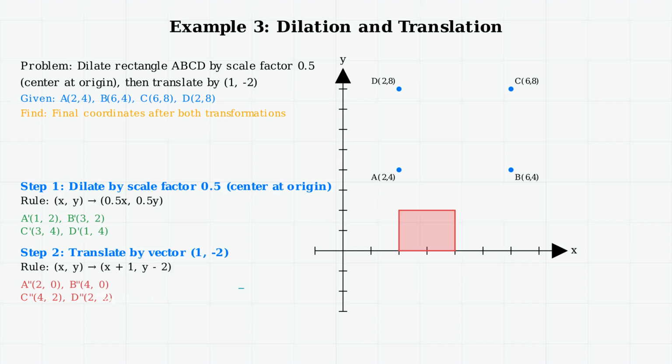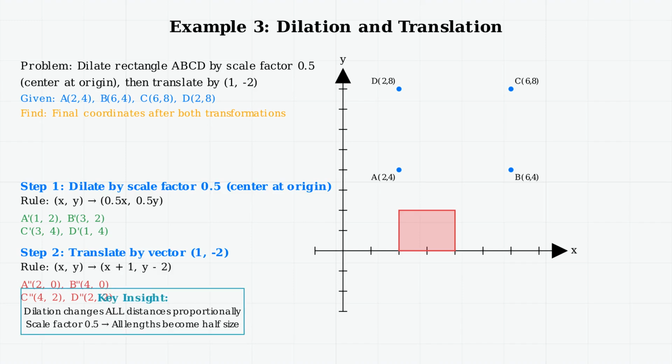Key insight: when combining dilation with other transformations, the dilation affects the entire figure uniformly. A common mistake is forgetting that dilation changes distances. So if you measure lengths or areas after dilation, they will be different from the original figure.